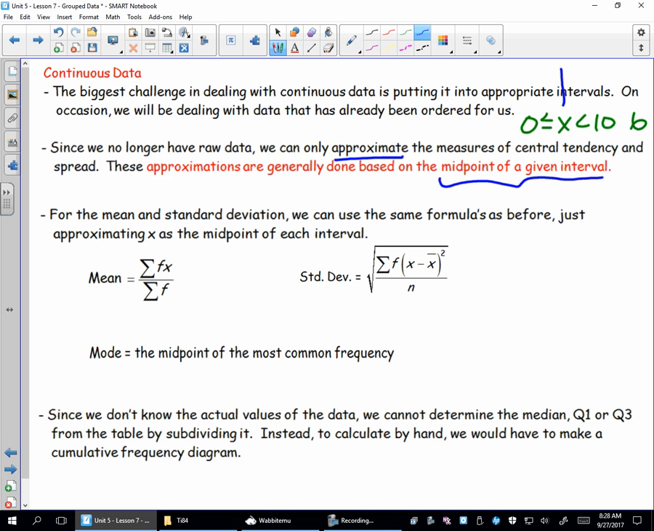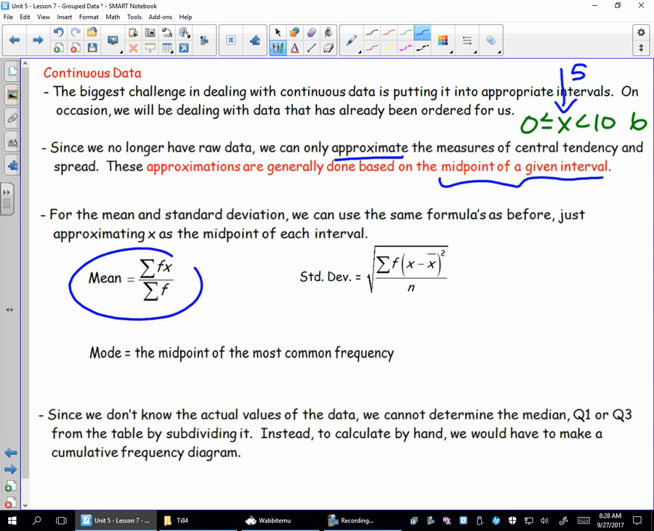So the midpoint of 0 and 10, the halfway point, would be 5. I'm going to approximate everything in that interval as 5s. Doesn't mean there are any 5s. Maybe all the numbers were 0, 1, 2, 3, and 4. Okay? Or maybe they're all zeros. I don't know. But I'm going to approximate them based on the fact that I think they're 5s, the middle of that interval. Okay? Everything works exactly the same.